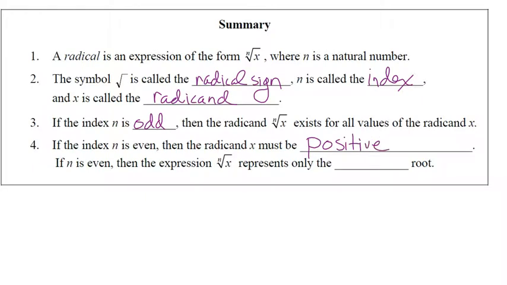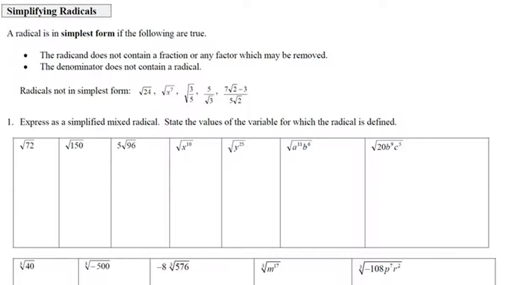If n is even, then the expression, the nth root of x, represents only the, which root? Positive. Right, or principal root. Okay? So we know that if we square 2, we get 4. We also know if we square negative 2, we get 4. But if we write the square root of 4, we're only interested in the 2.